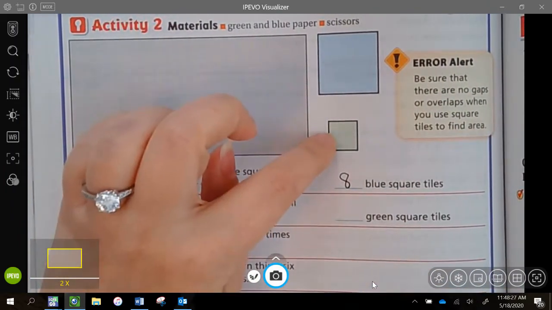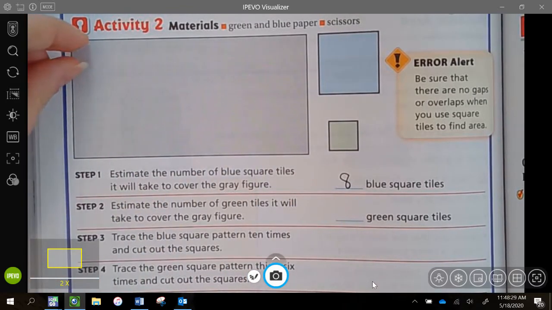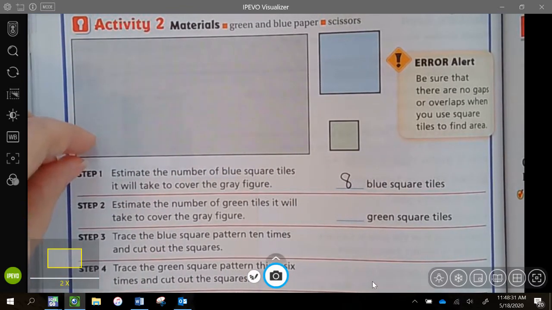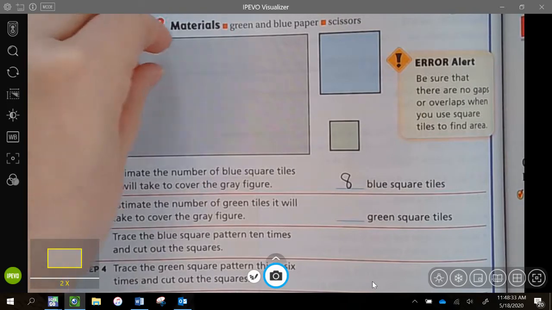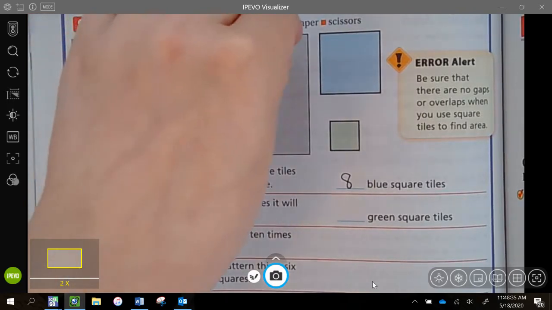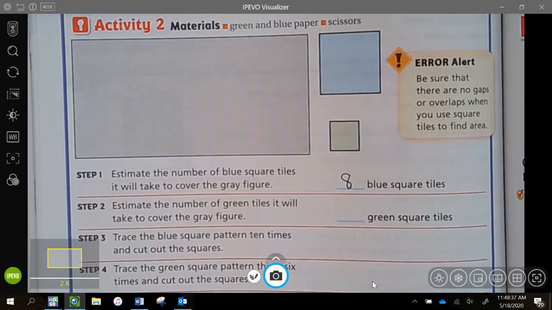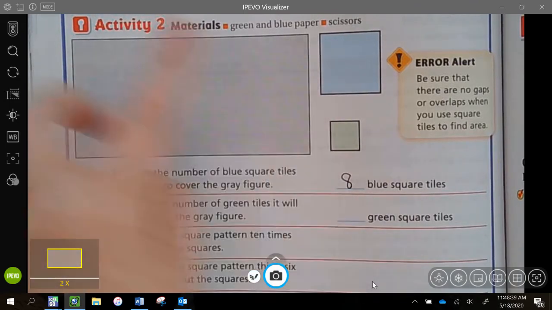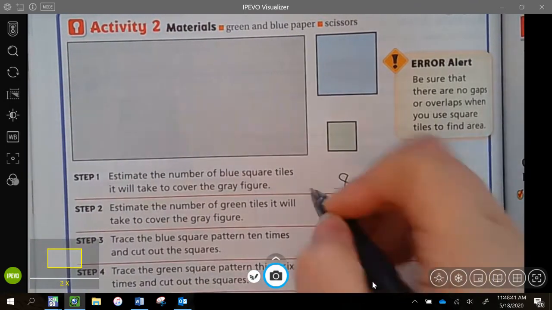And then for these centimeter tiles, I'm going to imagine that we could fit 4 here. And 1, 2, 3, 7, 8. I think 8. 4 down and 8 across. So 4 times 8 is 32.